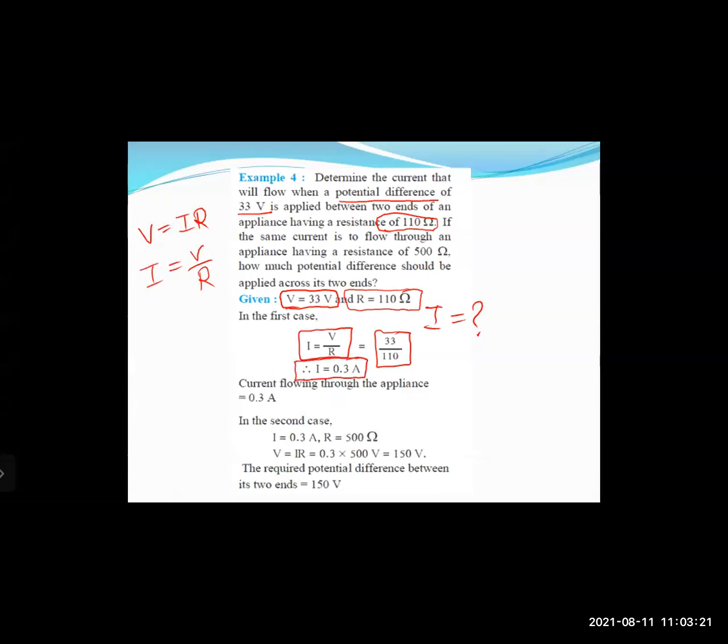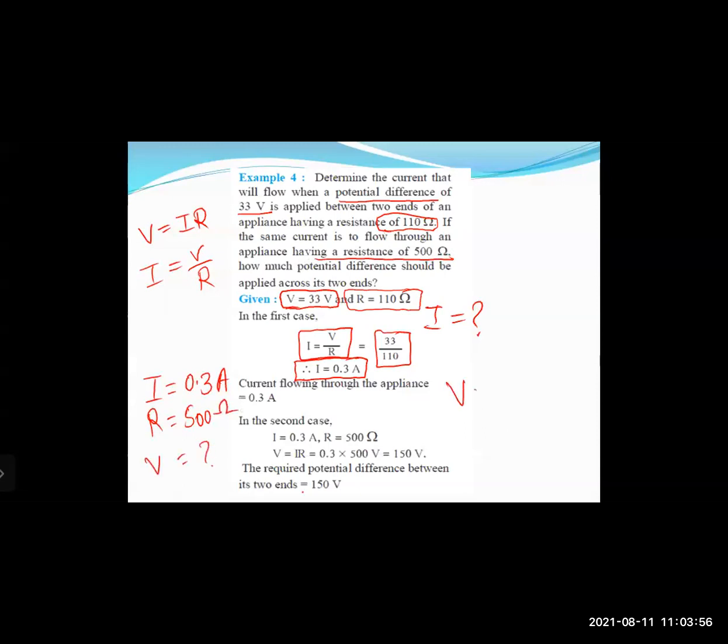This is the first part of the numerical, right? What is the second part of the numerical? If the same current is to flow through an appliance having a resistance of 500 ohms, how much potential difference should be applied? For the second case, the value of I will be 0.3 amperes, and through an appliance having a resistance of 500 ohms. We have to calculate the potential difference, right?